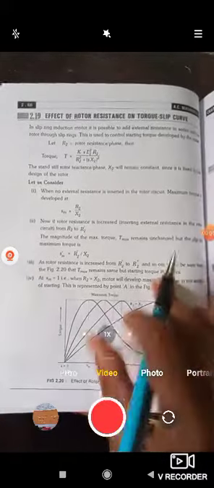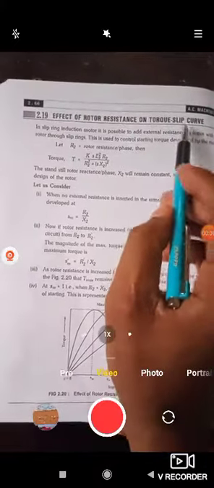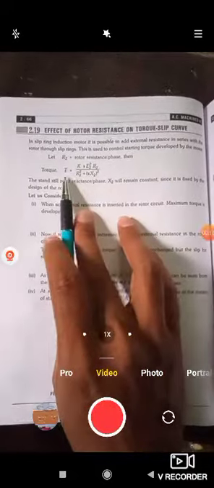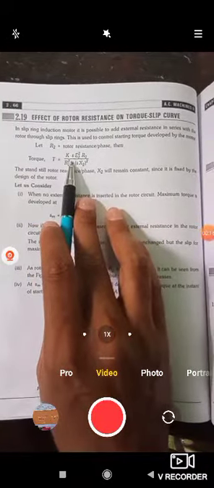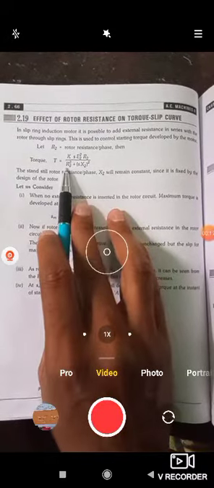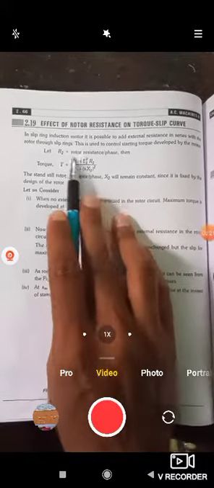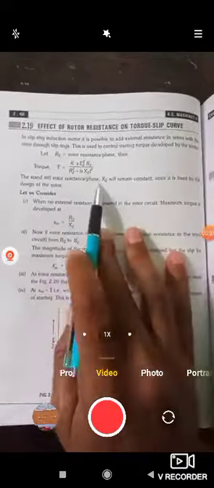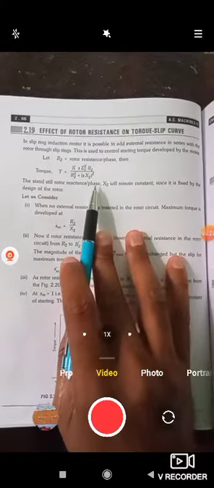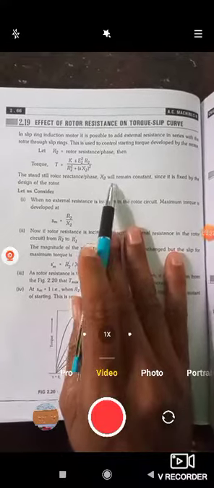Now we will discuss the effect of rotor resistance on the torque slip curve. We know the torque equation: T equals K into S E2 square R2 by R2 square plus (S X2) whole square. So in this equation, if we increase rotor resistance and X2 remains constant, then what happens?